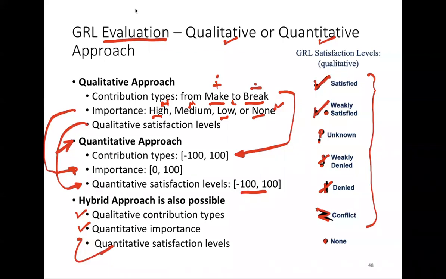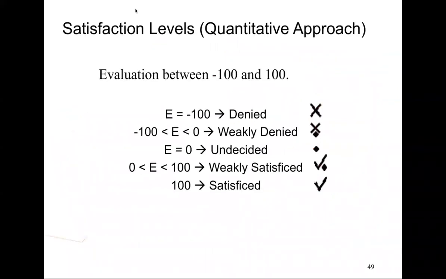If you would like to quantify the GRL qualitative level of satisfaction into numbers, when you see an X symbol, it's for denied. So the goal is denied or cannot be achieved, with 100% of denial, so it will be assigned a value of -100. If you see X and then a dot underneath it, that's weakly denied, so it's any number between 0 and -100. If it's a dot, that means it's undecided, so the value would be 0.